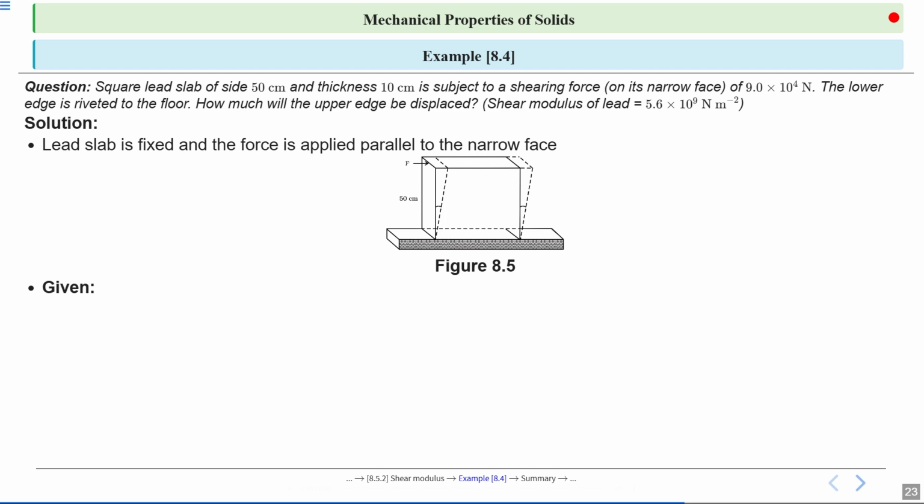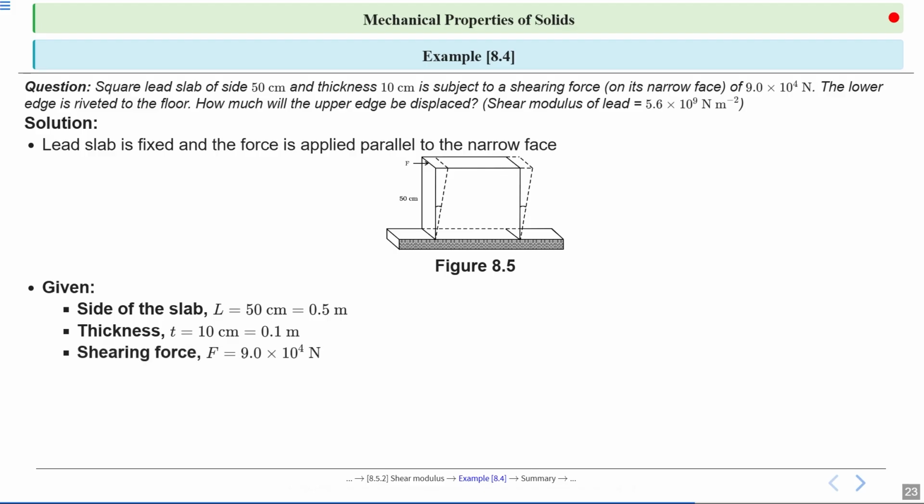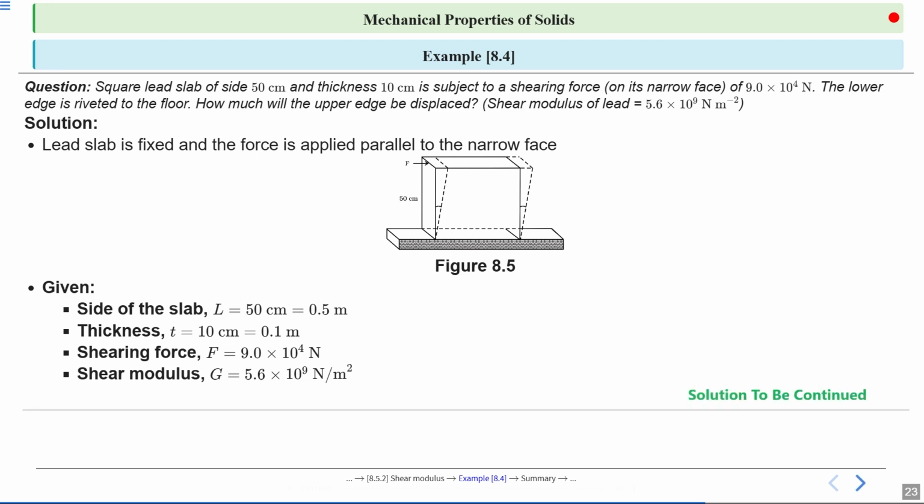So here, the given terms: side of the slab L is 50 centimeter, or in meter it will be 0.5 meter, and thickness T equal to 10 centimeter, in meter it will be 0.1 meter, and shearing force F equal to 9.0 times 10 raised to the power 4 Newton, and shearing modulus G equal to 5.6 times 10 raised to the power 9 Newton per meter square.